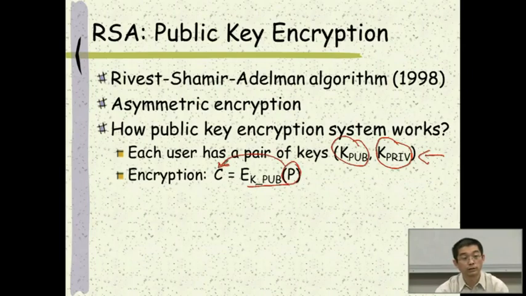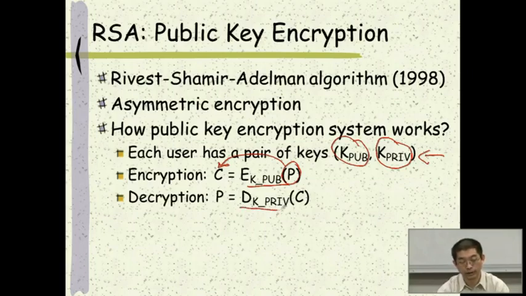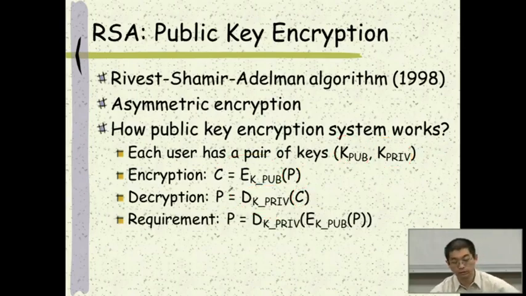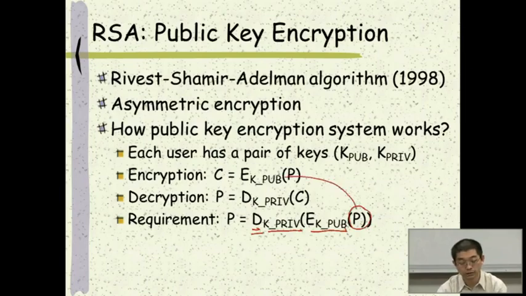When Bob receives this ciphertext C, he will be able to decrypt it using his private key and the decryption algorithm. So he decrypts the ciphertext C and gets the message, the plaintext P, back. For this protocol to work, we need the following requirement. For the same message P, after I encrypt it using Bob's public key, and after Bob decrypts it using his private key, this message should remain the same. So that is the underlying protocol for this RSA public key encryption.